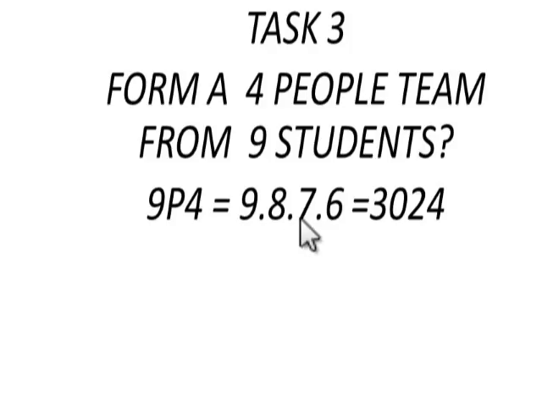After choosing the third person, I have balance 6. So it's 9 times 8 times 7 times 6. You will get 3024. So this is how we do this question. It's not that challenging, it's easy.